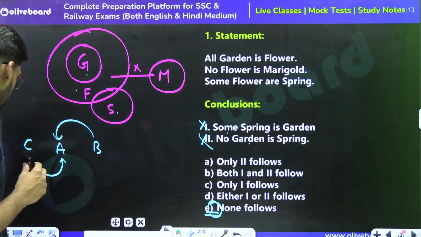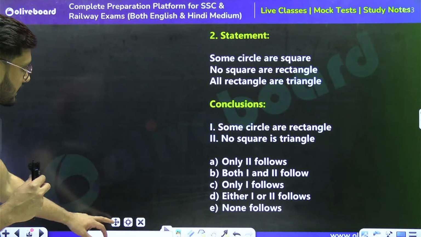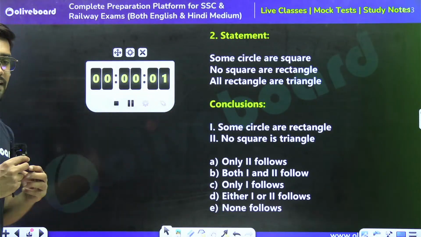Let's move on to the second question. The second question on our screen is like this. Give it a try and let me know the right answer.